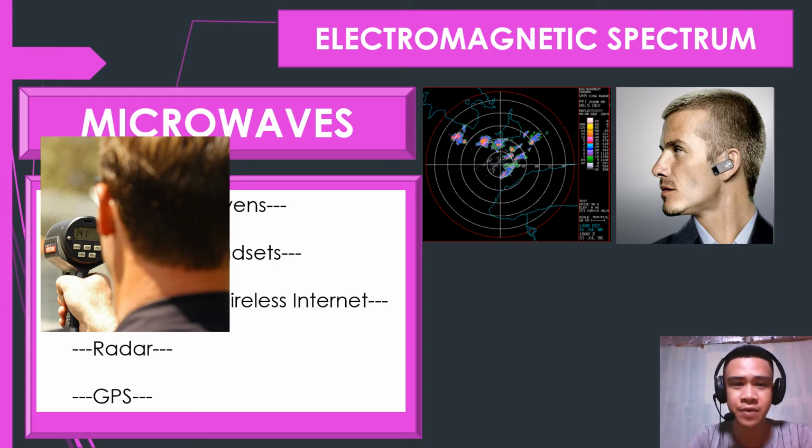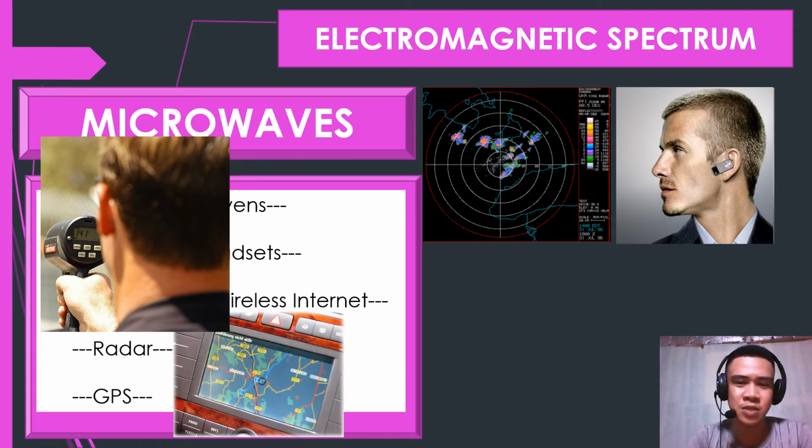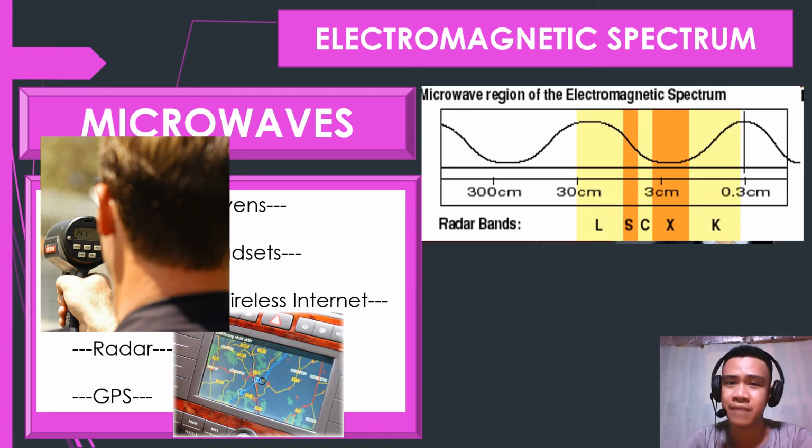Also, it is used for GPS. What does GPS stand for? It stands for Global Positioning System. It measures the time it takes a radio wave to travel from several satellites to the receiver, determining the distance to each satellite. So that is microwave, and this is the wavelength of microwaves. It ranges from 30 centimeters up to 0.3 centimeters.